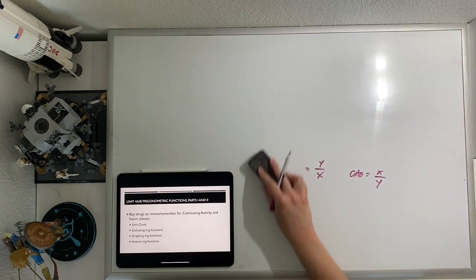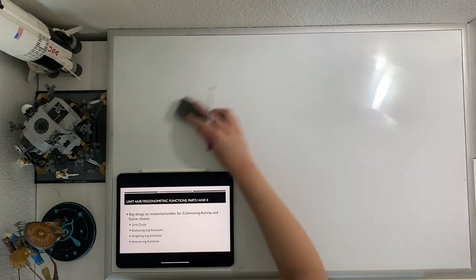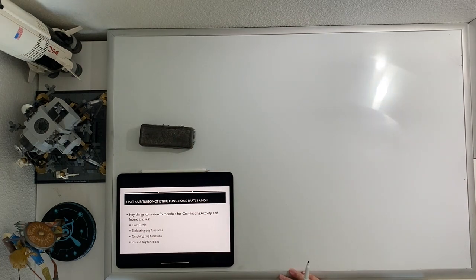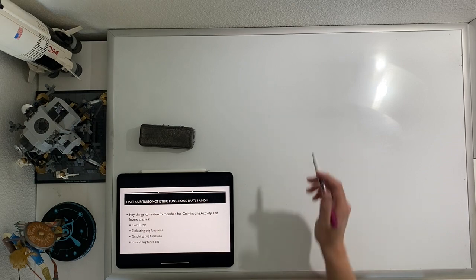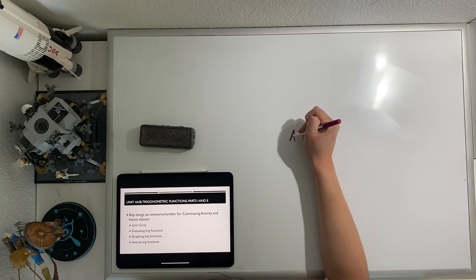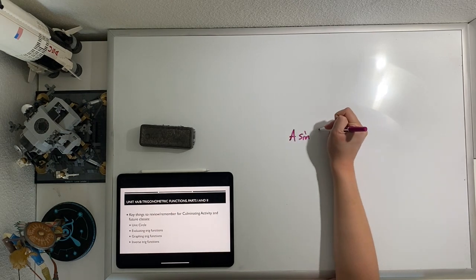Okay, now graphing trig functions, I'm not really going to ask you to graph a trig function from scratch yourself, but as you see on the culminating activity, I do ask you to sketch a graph based on a function. Okay, now remember, it's in the same form as all of our other functions.